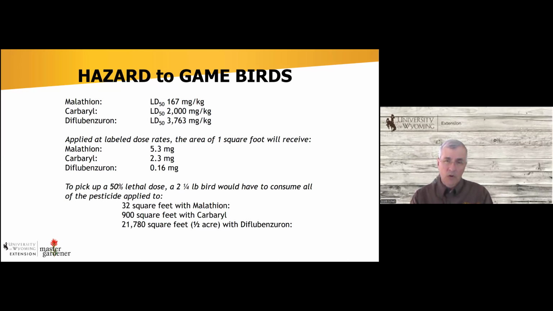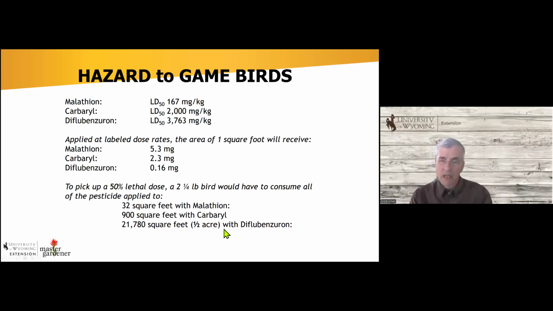And then if you apply them at the labeled dose rates, the area of 1 square foot receives 5.3 milligrams of malathion, 2.3 milligrams of carbaryl, and 0.16 milligrams of diflubenzuron. So to pick up a lethal dose, a 2.25 pound bird would have to consume all of the pesticide applied to 32 square feet with the malathion, 900 square feet with carbaryl, and about a half an acre with diflubenzuron.